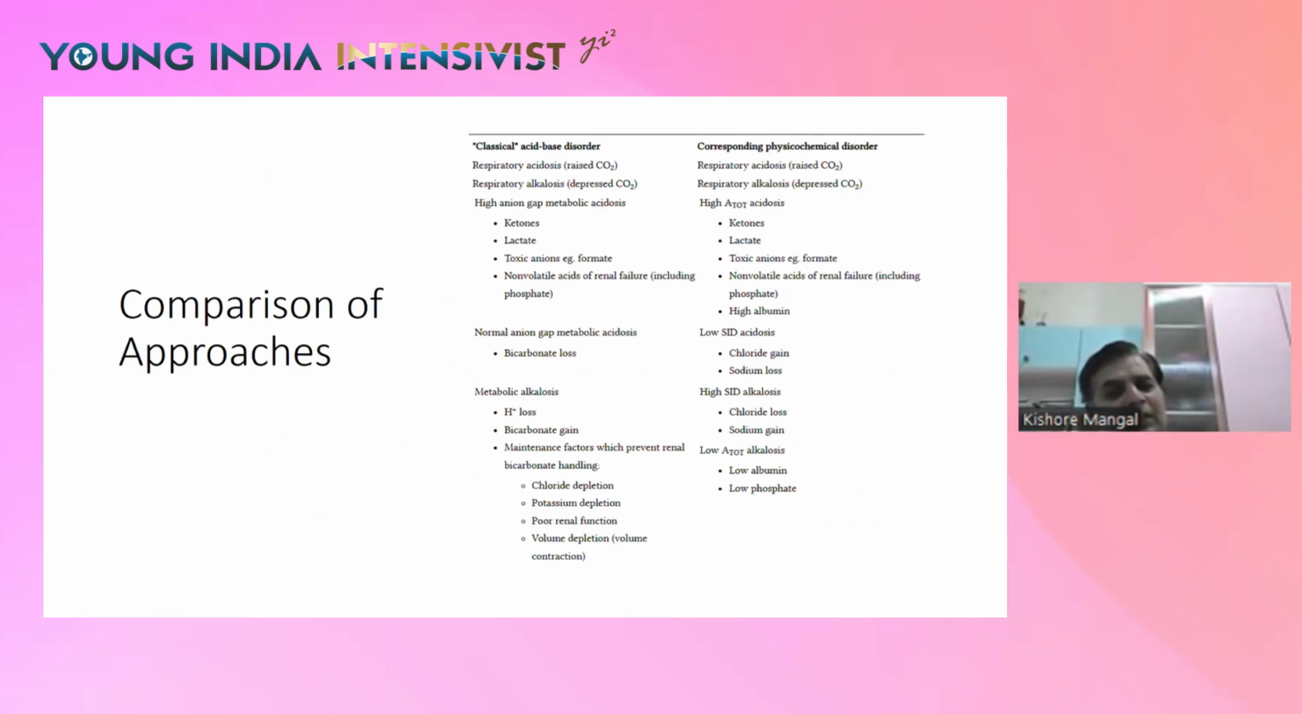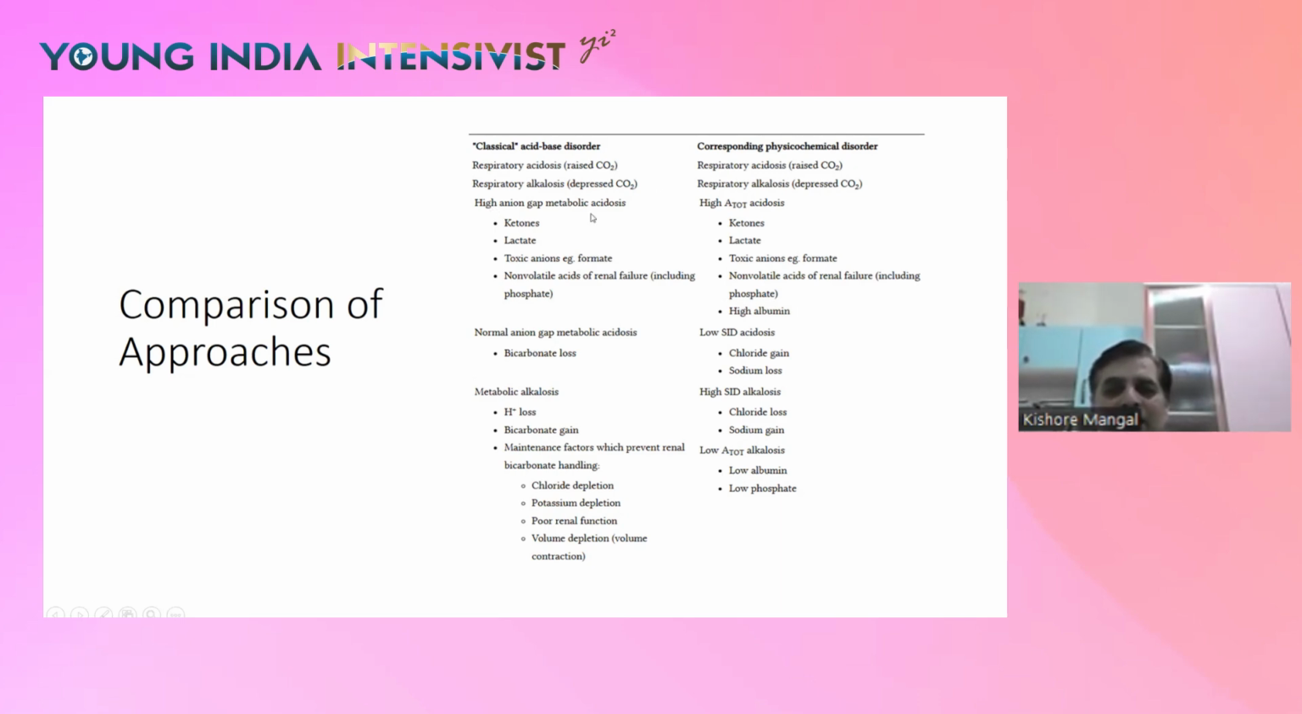But can we compare the two and try to mix them up? I think we can do it. Just see the classical acid-base disorder and the corresponding physicochemical disorder, and we can understand and improve our knowledge. We can try to incorporate both worlds and combine them into a single thing which will be helpful for our patients. So we know that we have respiratory acidosis and alkalosis depending on the CO2 levels. Both approaches agree on that.